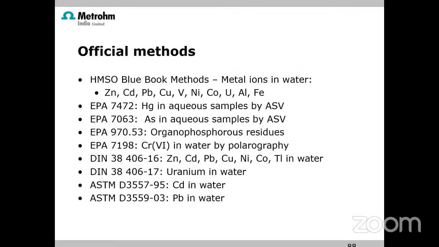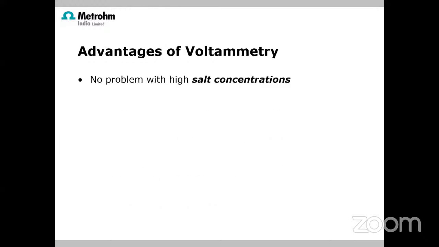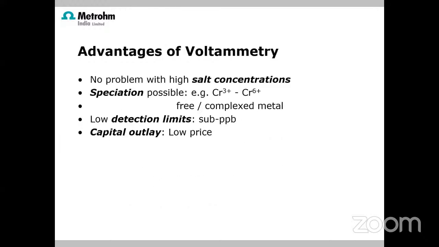So these are the international norms which have approved. Voltammetry is one of the methods which can be used for these analyses. So the advantages are no problem with high salt concentrations, whether it is a plating bath, seawater, etc. Speciation is possible, chromium 3, chromium 6. Lowest detection is possible; you can go to sub-ppb levels or ppt levels.